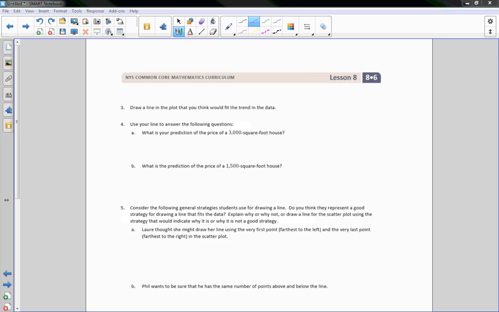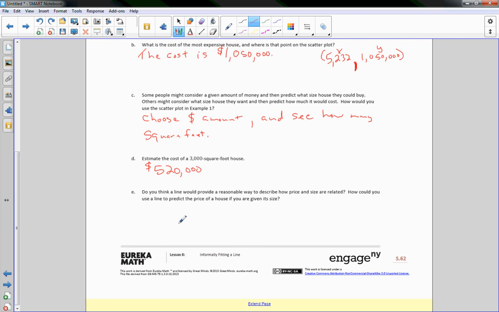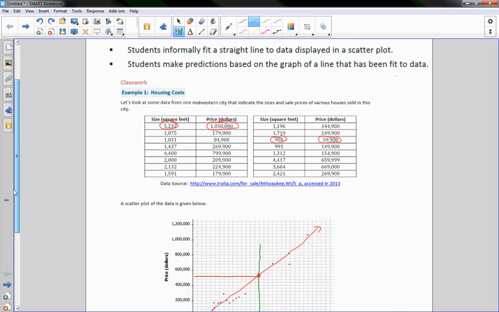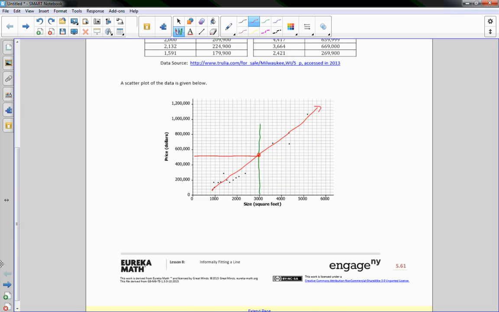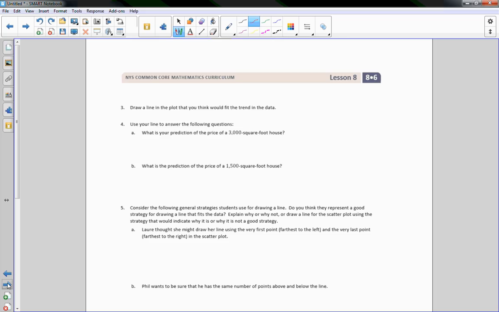Number 3 says to draw a line in the plot that you think would fit the trend in the data, which I've already done. Use that line to answer the following questions. The price of a 3,000 square foot house, which I kind of already did here, would be approximately $520,000. I already answered that question because I've done this before, so I knew how to do that. You might have predicted it differently, but that was probably $520,000. Whoops, that's $5 million. No, $520,000.